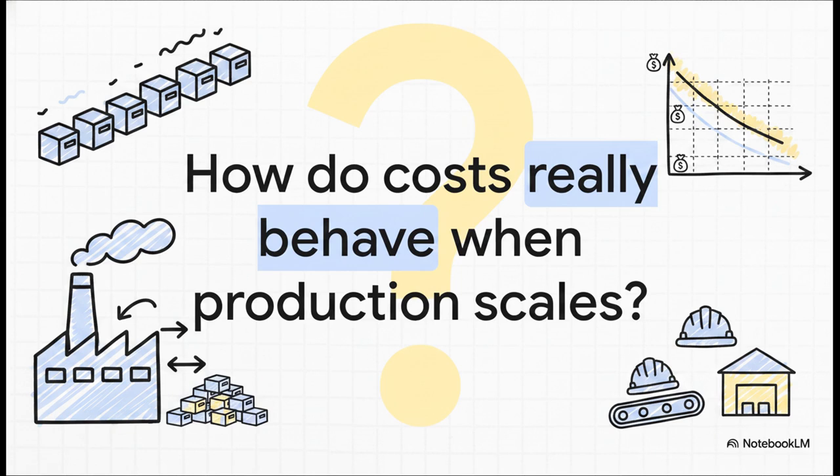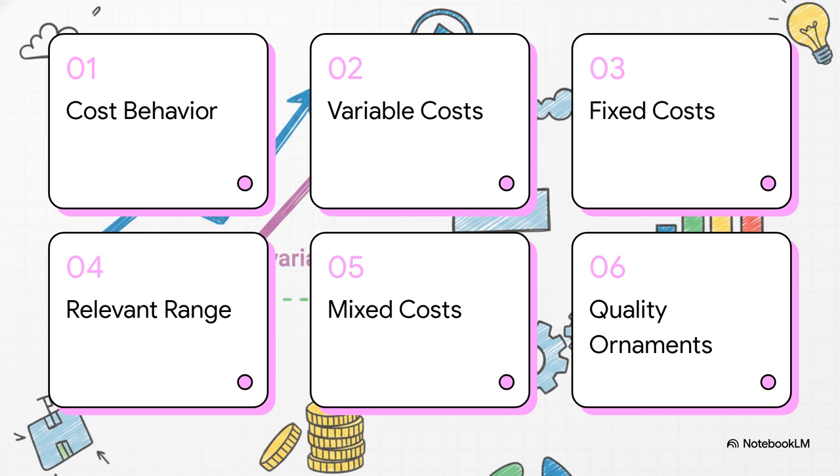But the reality of cost behavior is much more fascinating, and it requires us to separate our expenses into some very specific categories. Here is our roadmap for today. We'll start with decoding cost behavior, move right into variable and fixed costs, look at the relevant range, unpack mixed costs, and tie it all together with the quality ornaments case study.